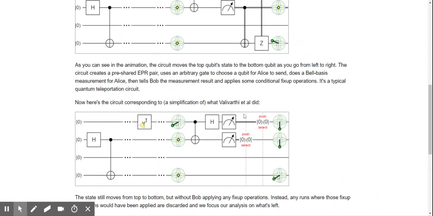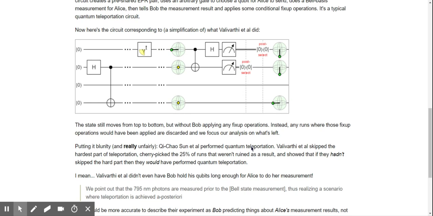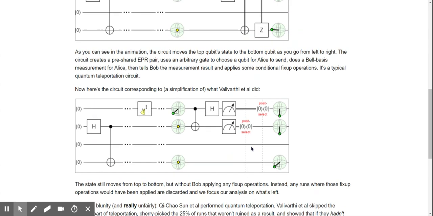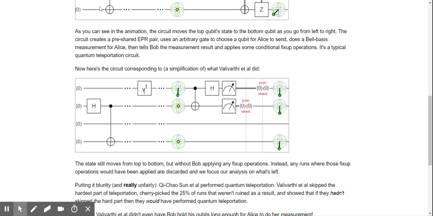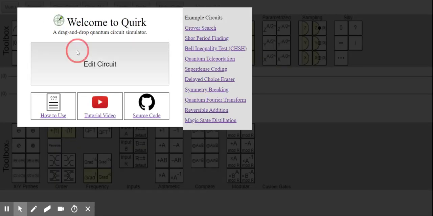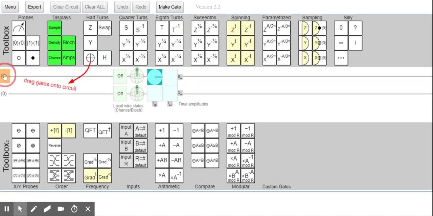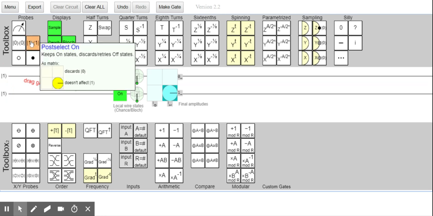So this post selection is just kind of ignoring the results. It's almost like a measurement, but without actually measuring. So this is literally keeping the on states and discarding the other ones.